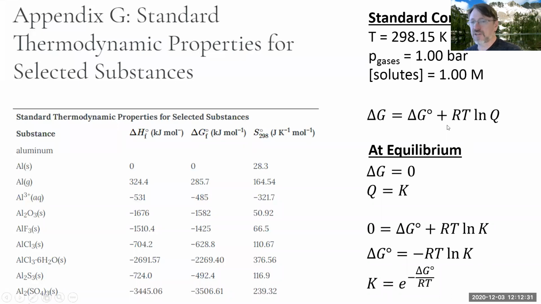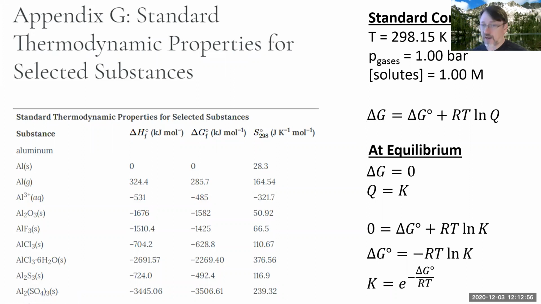But what this means is that when we put the actual conditions we have into Q, then we are able to adjust our delta G away from the conditions where everything is at 1 molar or everything is at 1 bar, to find the delta G under the conditions that we're actually dealing with.